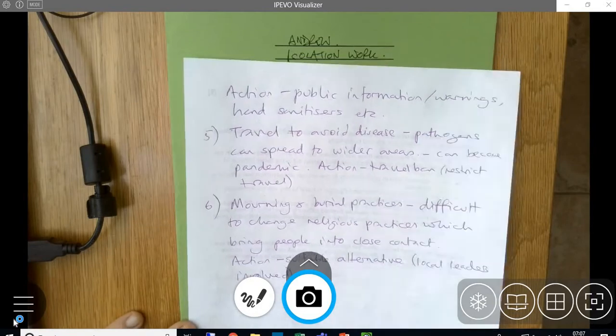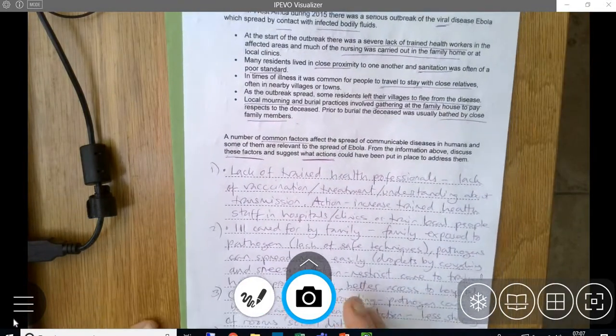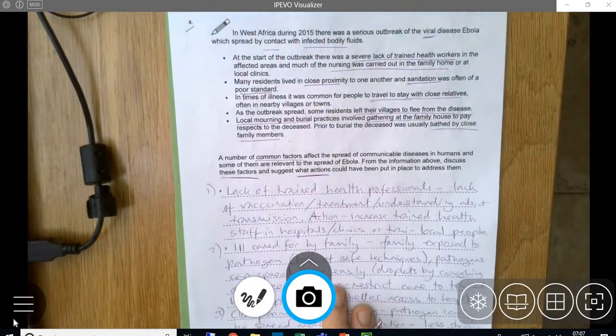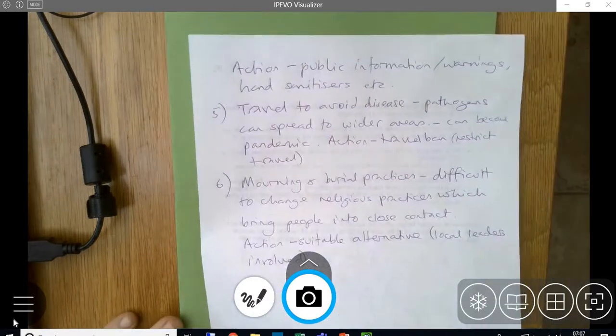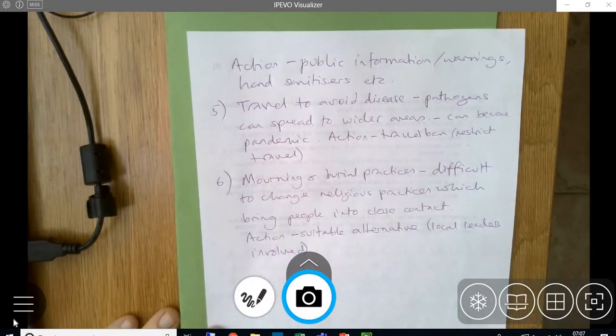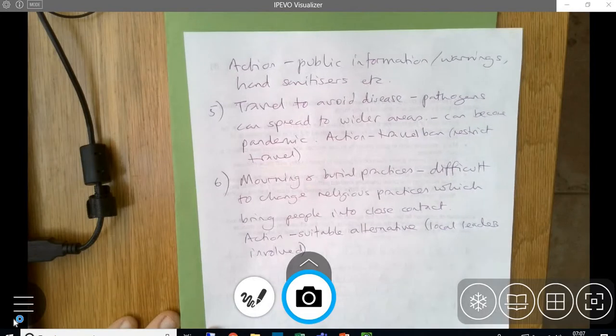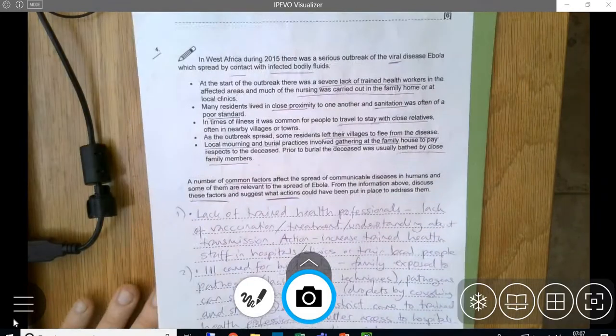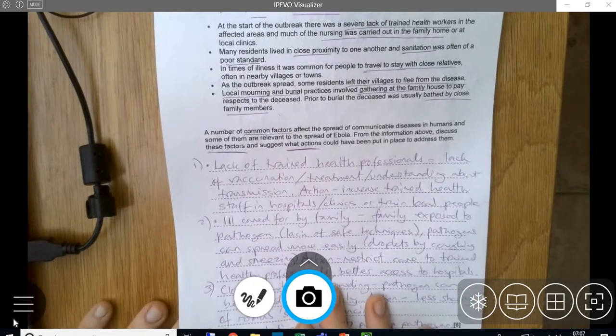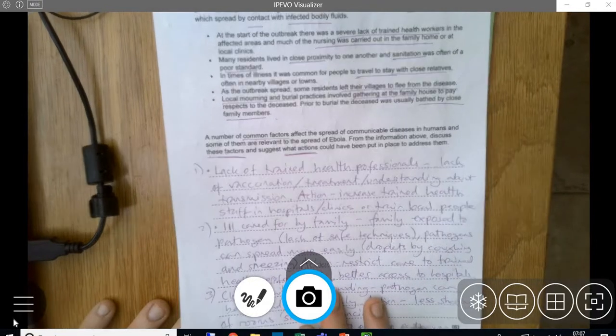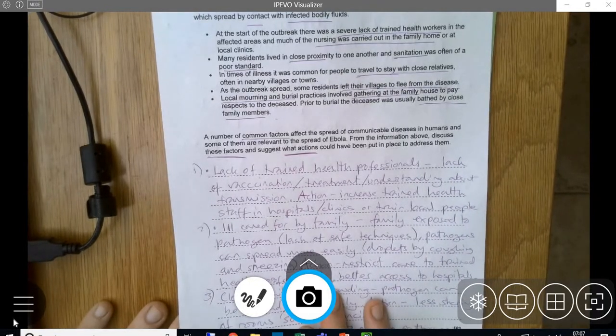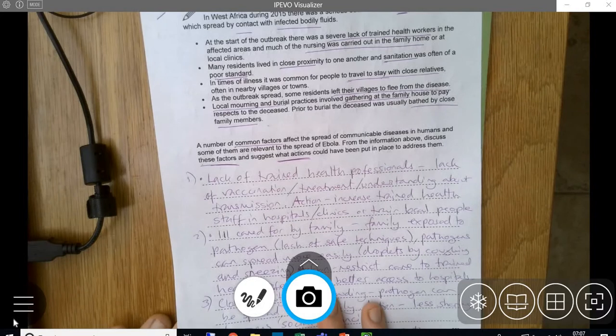Okay, so what we've got there is a comprehensive answer. Now we've covered six factors and their actions. We wouldn't need to write all of those down to be able to get the 6 marks. I've got more information than I need there for 6 marks, but I have covered absolutely everything, and I can be pretty confident that I've got 6 marks there.